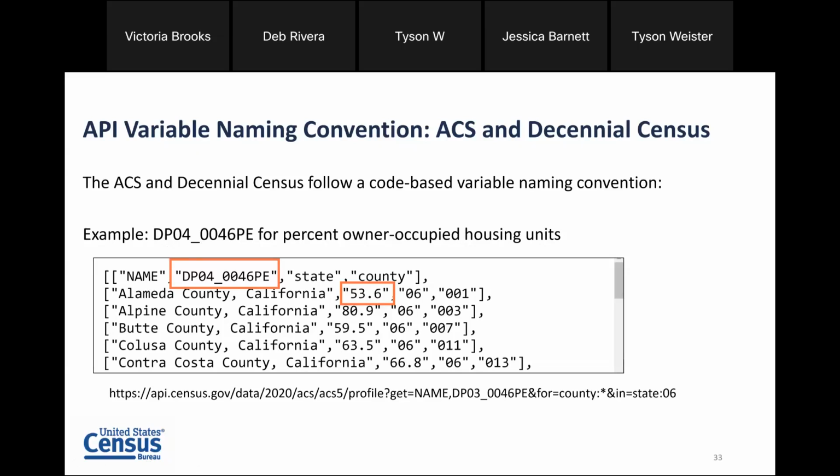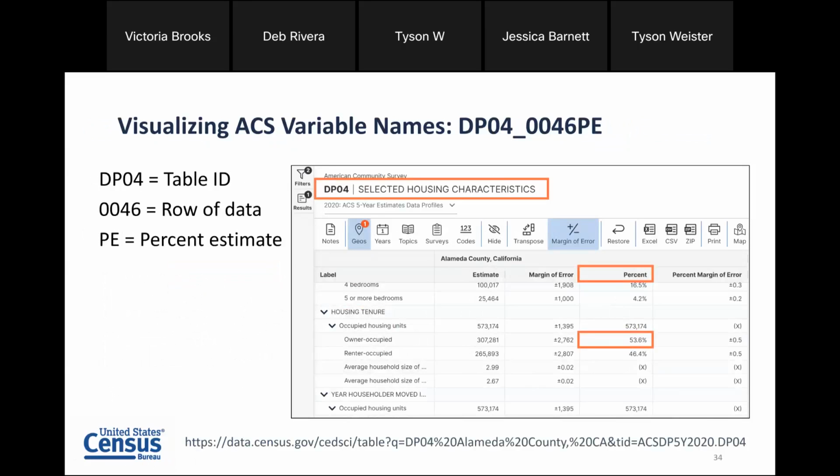At this point, we're just showing a screenshot that in this case, the variable dp04_0046PE gives you data for a value of 53.6. This represents the percent owner-occupied housing units. So to break this down on the next slide here, what you're going to find is that the variables always start with the table ID. So DP04 is referring to that table ID.